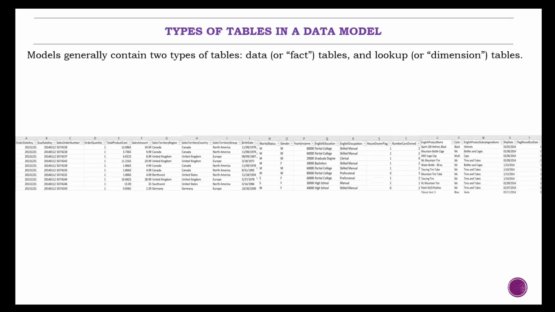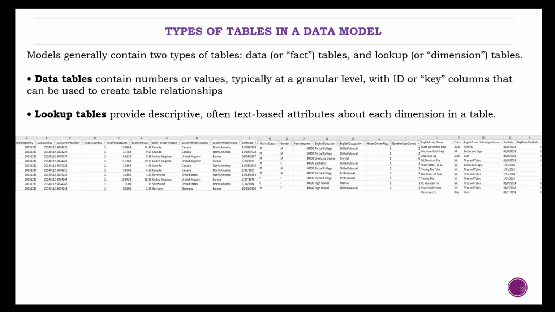The data model generally has two types of tables, which are the data or facts table and the lookup or dimension table. The data table contains numbers or values. They are typically at a granular level with the IDs or keys of columns that can be used to create table relationships. While the lookup tables provide descriptive, often text-based attributes about each dimension of a table.